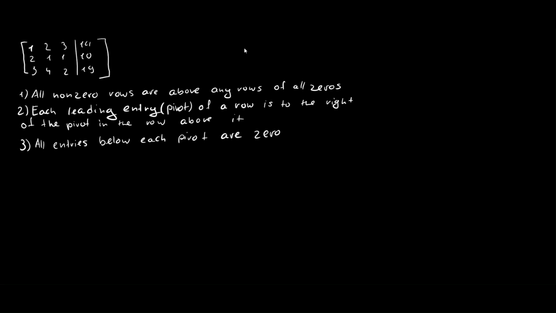In this lesson we're gonna dive into the echelon form and the reduced echelon form. In order for us to get the echelon form, we have to satisfy three conditions. Let's start with the first one. The first one says all non-zero rows are above any rows of all zeros. What it basically means is, let's just take a look at this matrix.